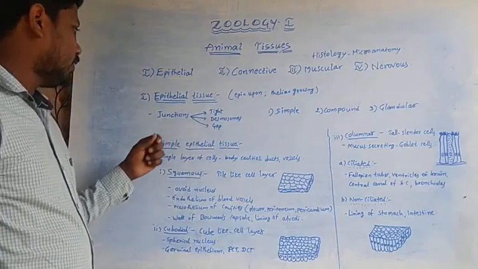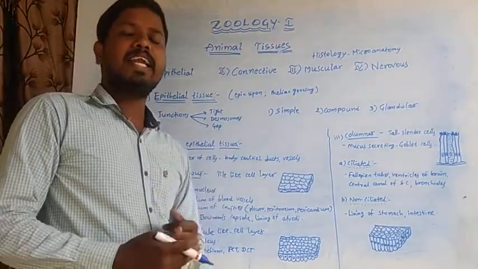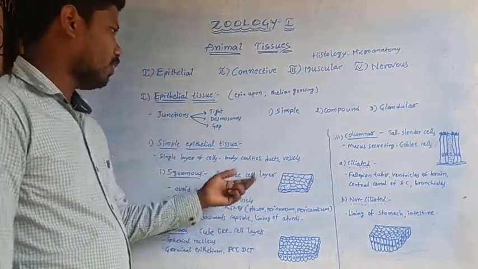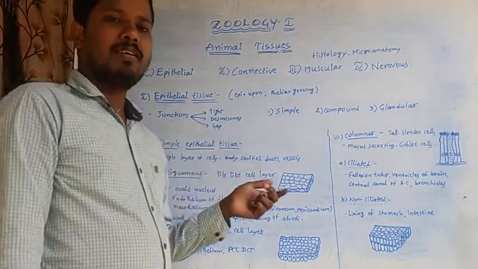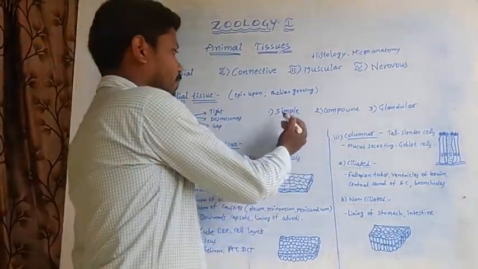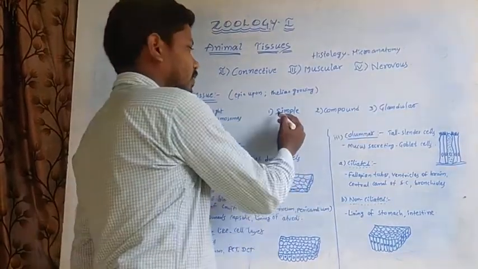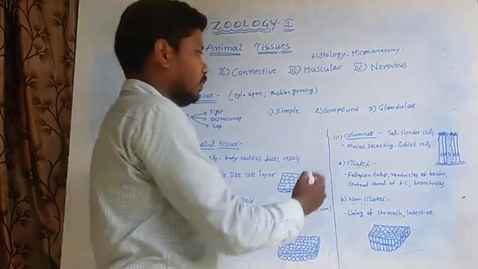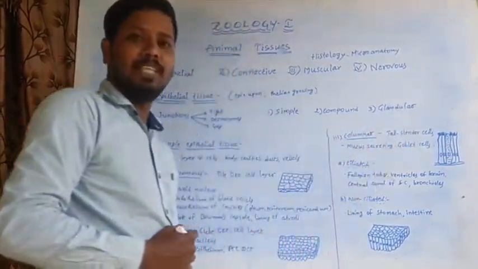Next, epithelial tissue is again divided into three types based on the presence of cell layers. Epithelial tissue can be divided into three types. Those are simple epithelial tissue, compound epithelial tissue, and glandular epithelial tissue.